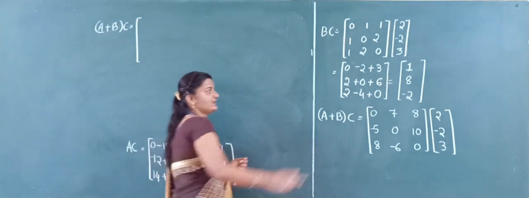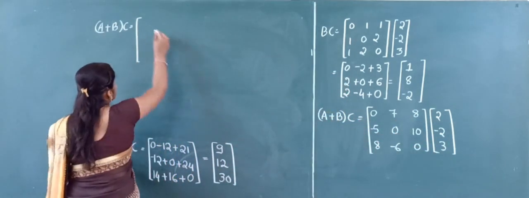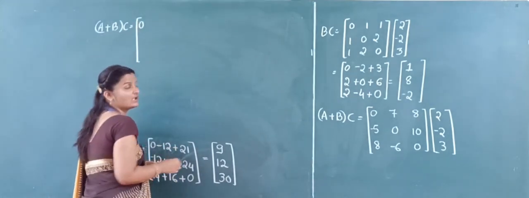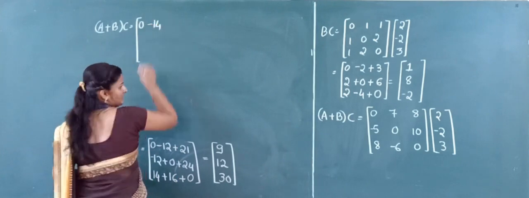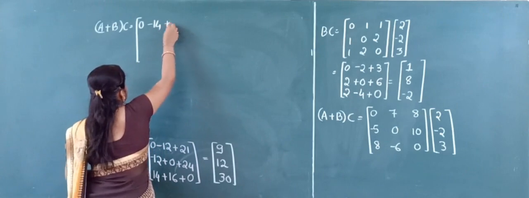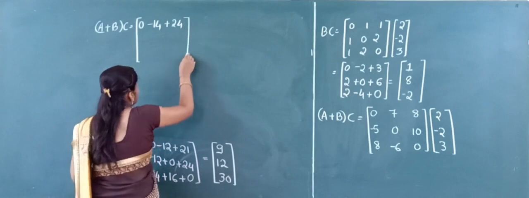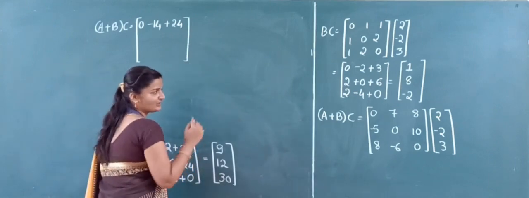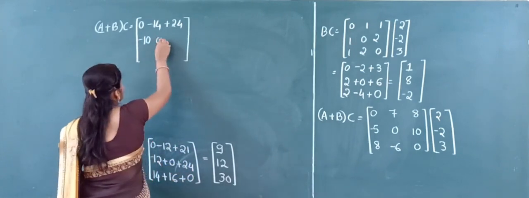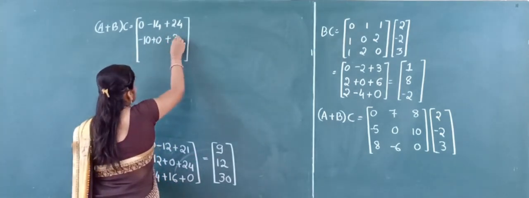Please concentrate. First row, first column, what will you get? 0 into 2, 0. 7 into minus 2, minus 14. 8 into 3, plus 24. 8 3s are 24. Next for the second row: minus 5 into 2, minus 10. 0 into minus 2, 0. 10 into 3, plus 30.